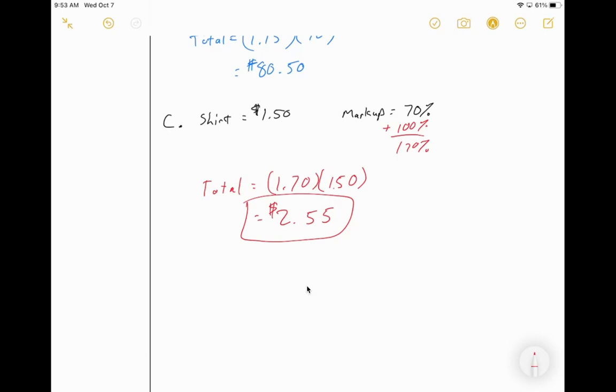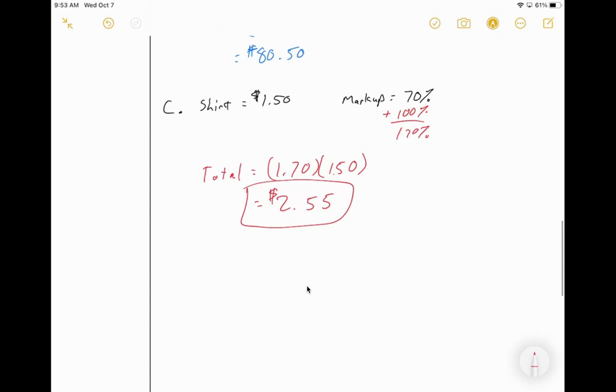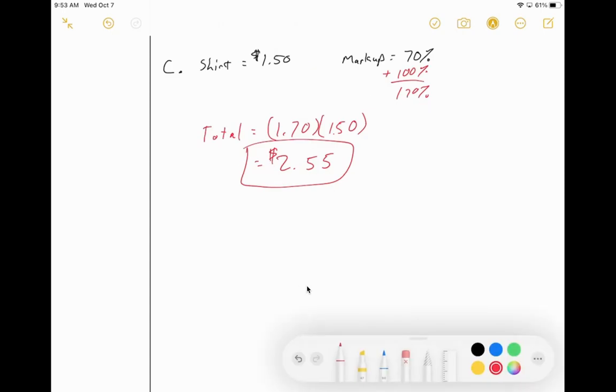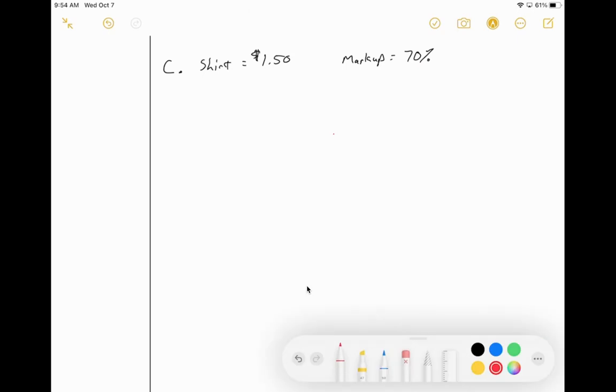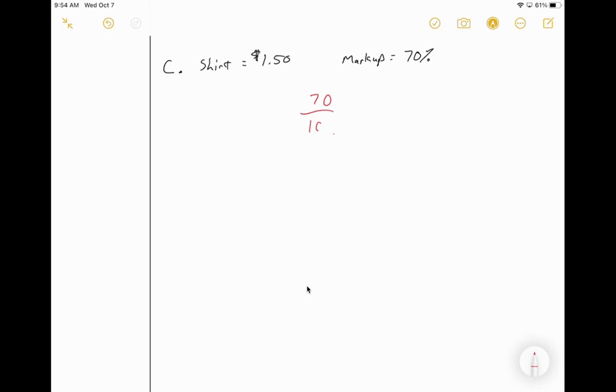There's a few minutes left. You can go ahead and start getting to work. If you need me to go over this problem again, I'm going to go over it just for anyone who might have been having some trouble. Let's not worry about this. Remember, 70% is our markup. So I'm going to do 70 over 100 is equal to P over 150.